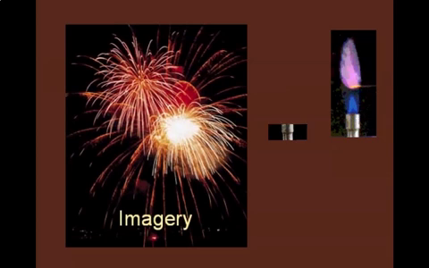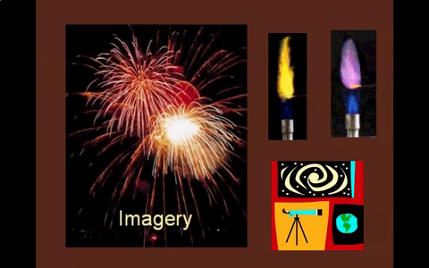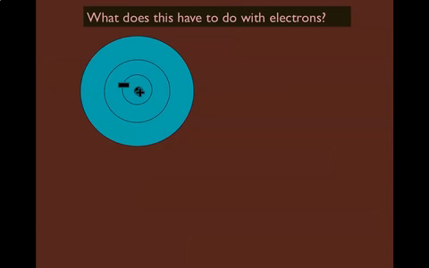Okay, so because of this, we can create different colors of light. This is actually how we create different colors of fireworks. We're also going to do a lab with a flame test that will show different colors as well. So what does this all have to do with electrons?